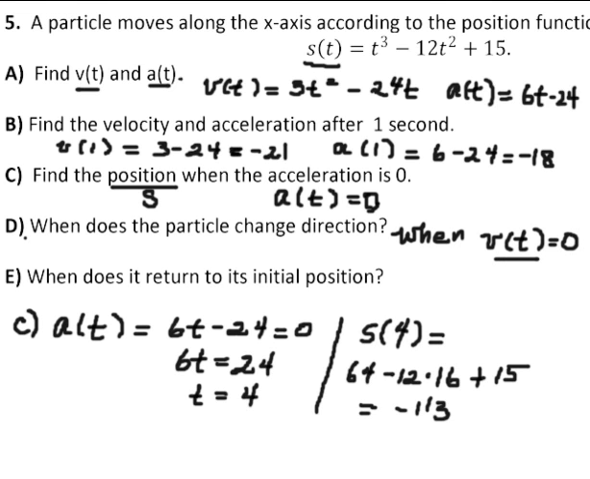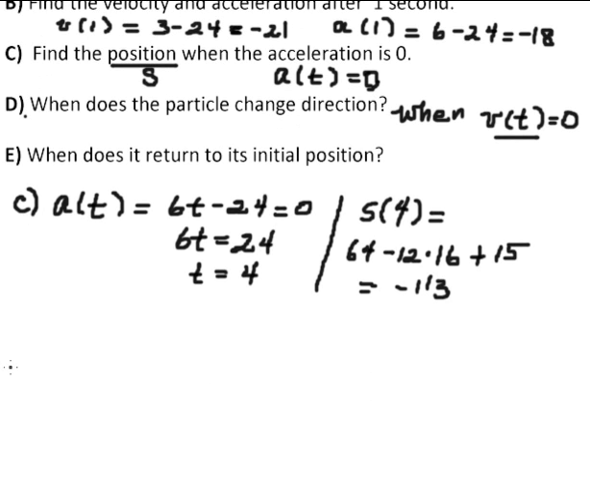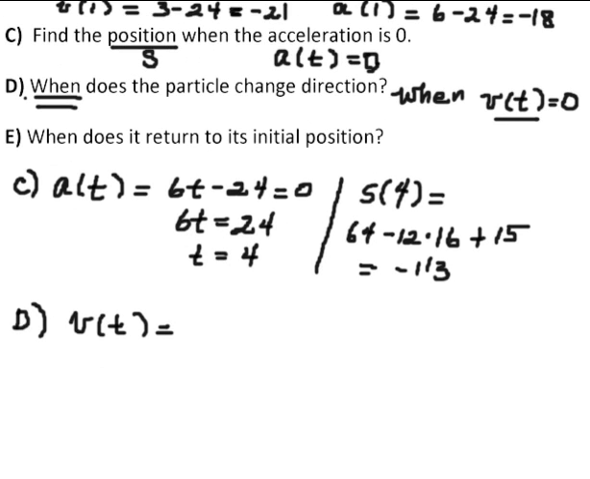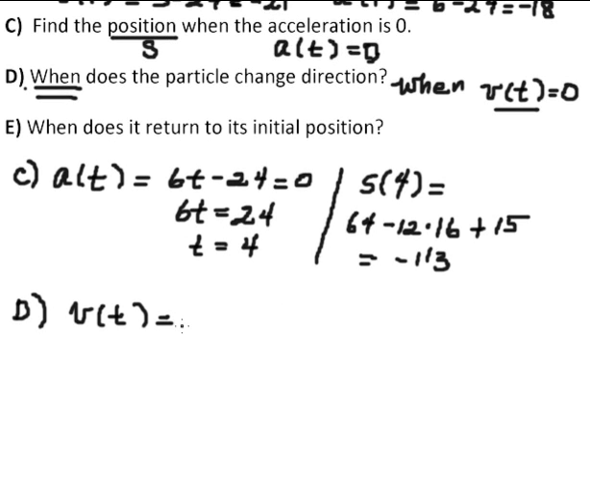So let's look at part D. Let's do it over here. So we're going to solve the equation v of t equals 0. Now we're asked when, so our answer is going to be a value of t, a number of seconds. Okay, so v of t is 3t squared minus 24t. So we see it up here, 3t squared minus 24t. Let me copy it down here.